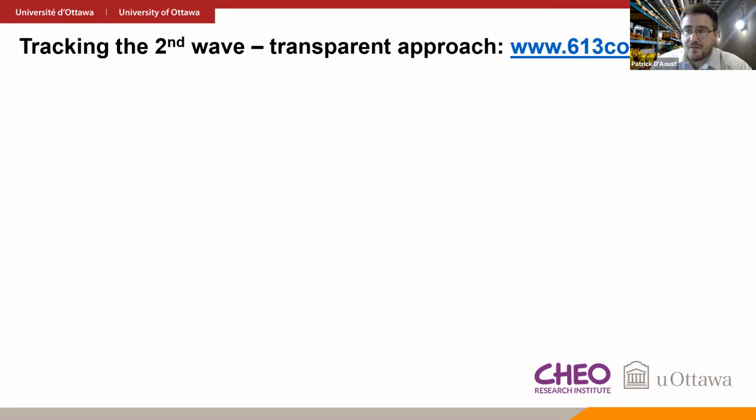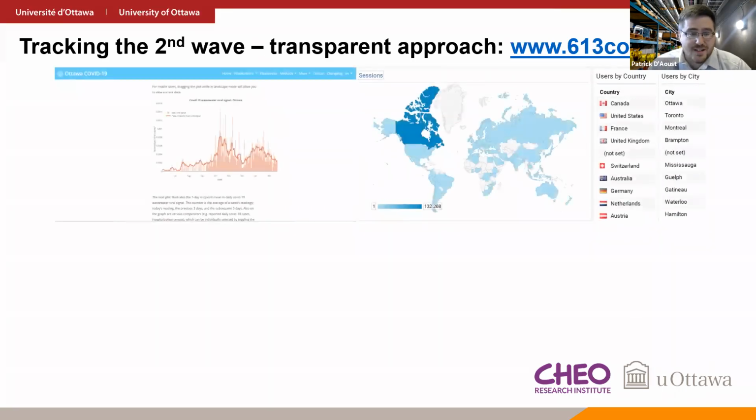So the City of Ottawa went with a very transparent approach. If you're ever interested, www.613covid.ca is where the data is posted. It might be one or two days late, depending on how often they update the website. But it's a website that provides daily updates of the wastewater information for all citizens in Ottawa to see.